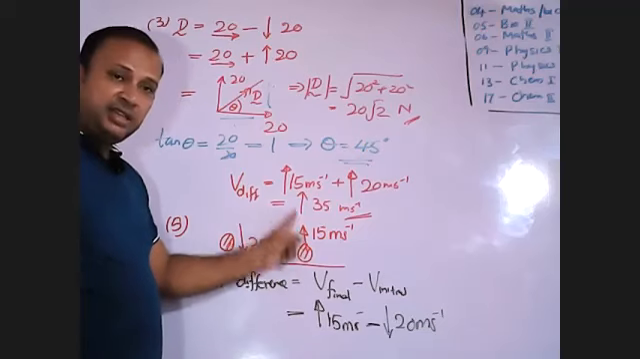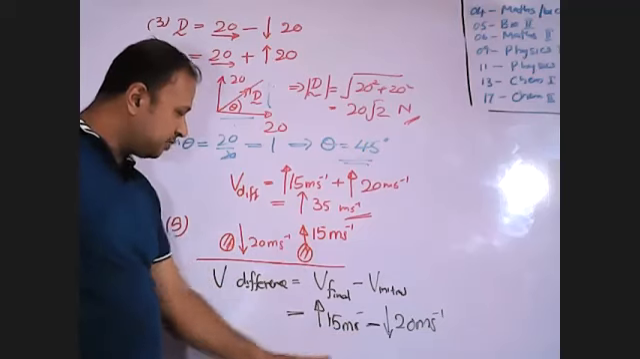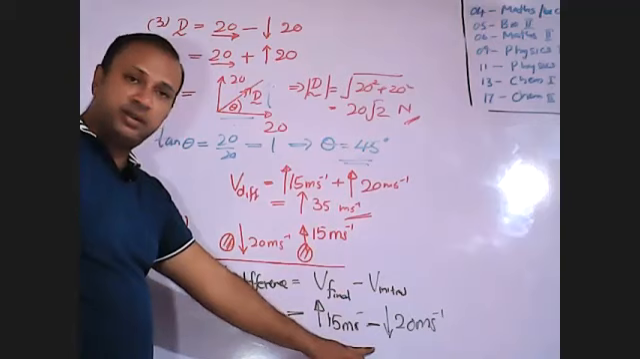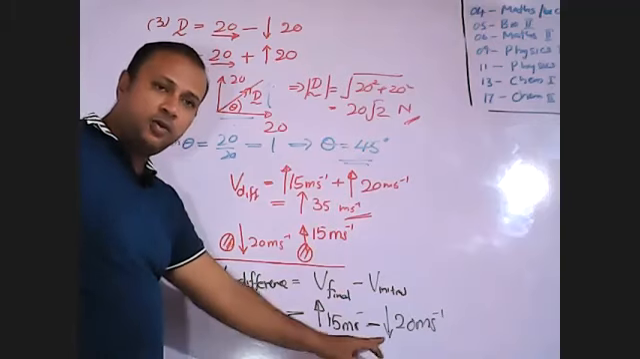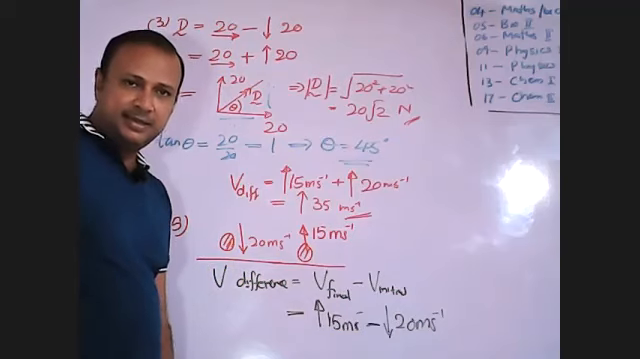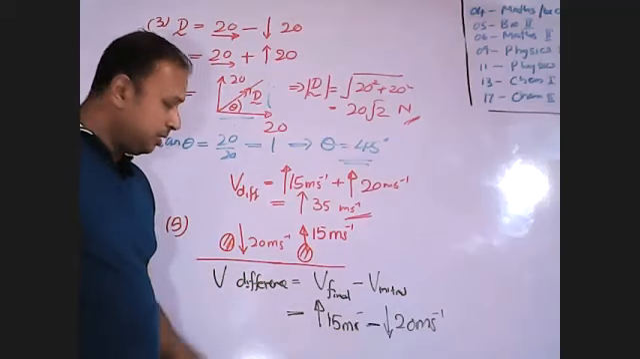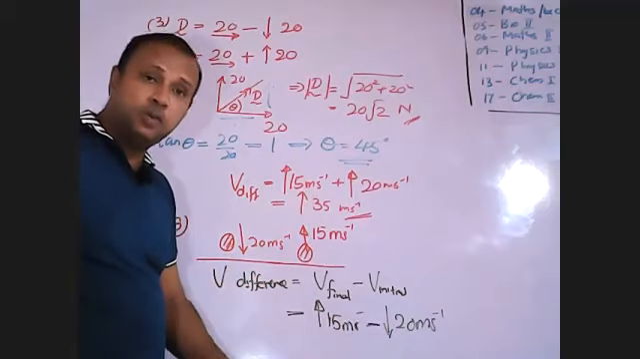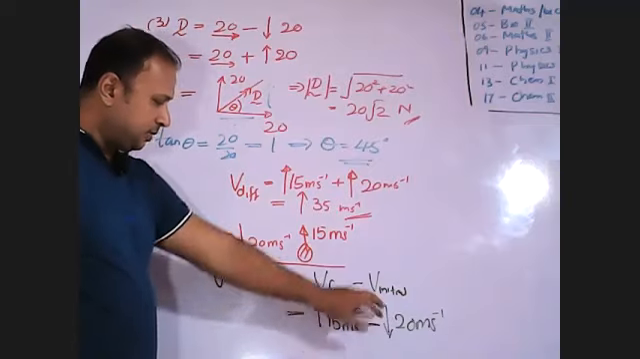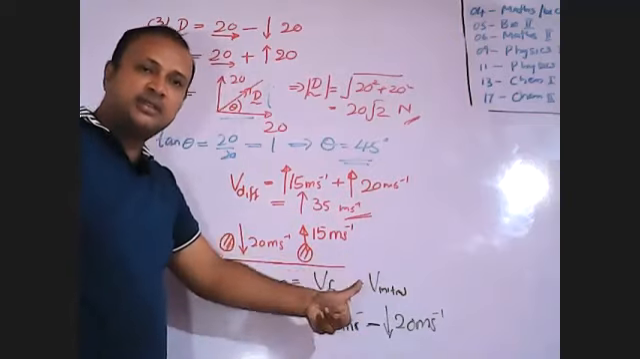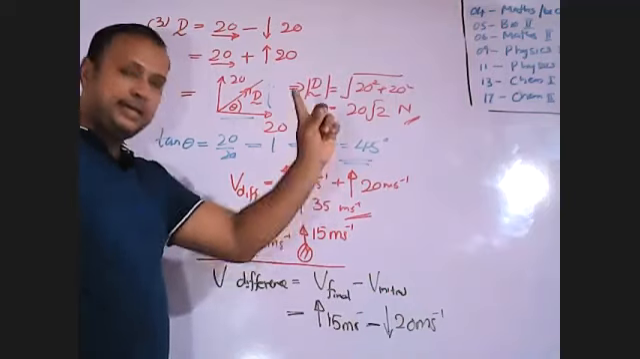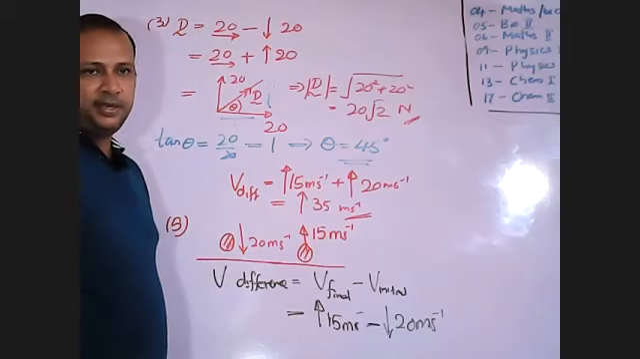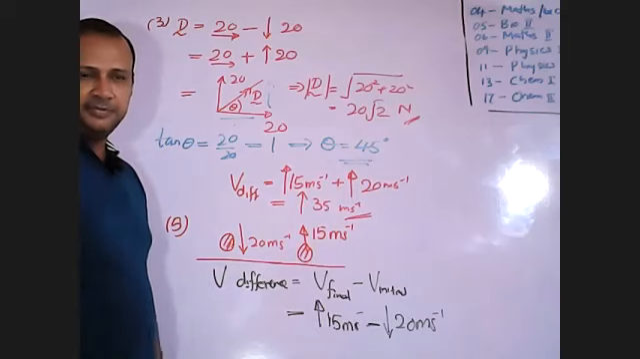So the final value is 15 m s^-1 in the upward direction. The initial value is 20 m s^-1 towards the downward direction. Now you have to subtract these two vectors. You know how to subtract two vectors, no? You take the reverse, or negative vector, of the second one. The second one is in the downward direction; if you reverse that, it will be upward. Then you add these two. That is 35. Clear?